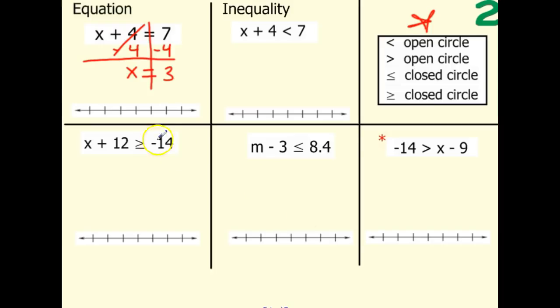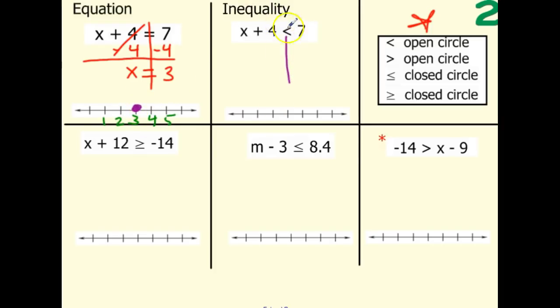So if we were to put 3 on our number line, 1, 2, 3, 4, 5, there's no less than or greater than. Our answer would just be 3. That's it. We're going to do the same thing here, but now we have to graph with an arrow because our answers are less than or greater than. They're not just equal to.